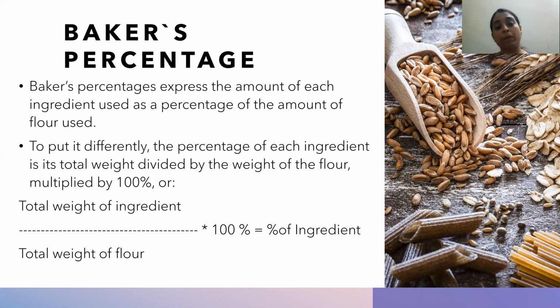So it would be like a chemistry formula where the percentage is known, learned by heart by the chef, and he can accordingly convert the recipe for whatever quantity he is asked to make those products. Then how to calculate this baker's percentage? The formula is simple. It is the total weight of ingredient divided by the total weight of flour, multiplied by 100%. So whatever the answer is, that would be the percentage of the ingredient.